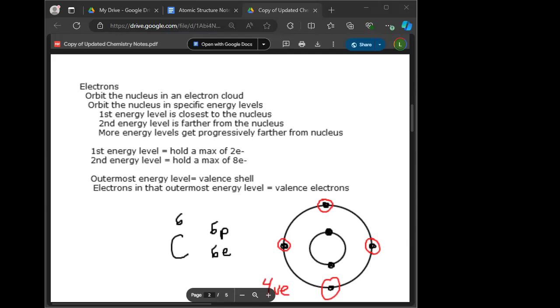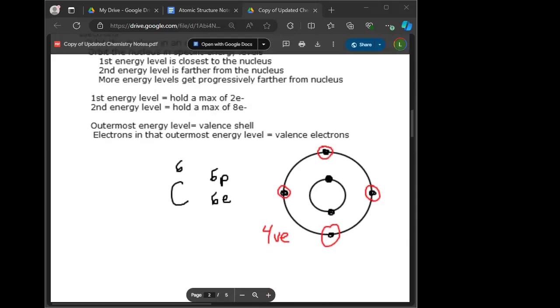Okay, then the outermost energy level, whatever that happens to be, is going to be the valence shell and is going to contain the valence electrons. The electrons in the outermost energy level are the valence electrons.